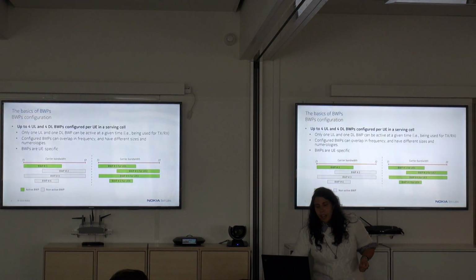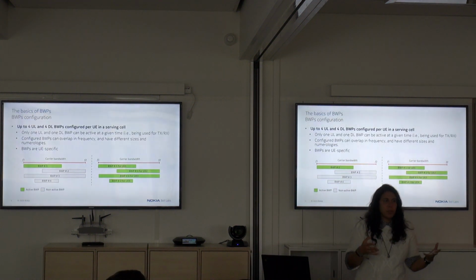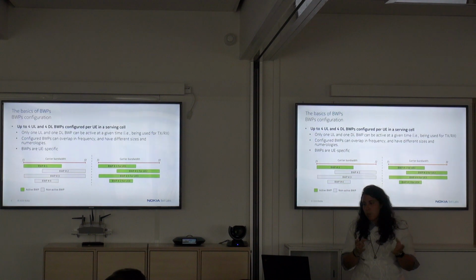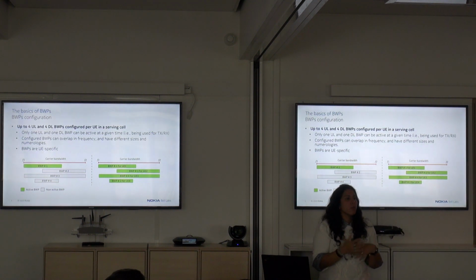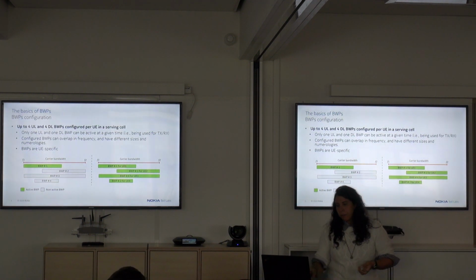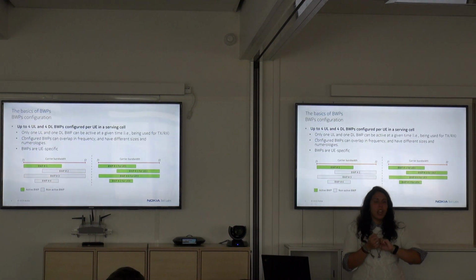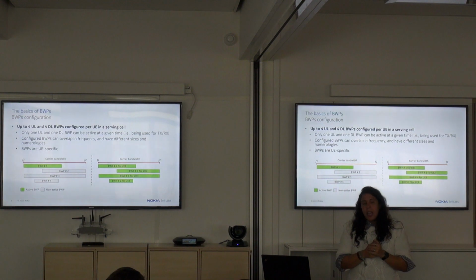So now let's see here, how do we configure them? So now we know what they are. They are user-specific chunks of frequency, and they share the same numerology. But how do they get configured in each UE? So we can have up to 4 in the uplink and up to 4 in the downlink for each UE in a given serving cell.